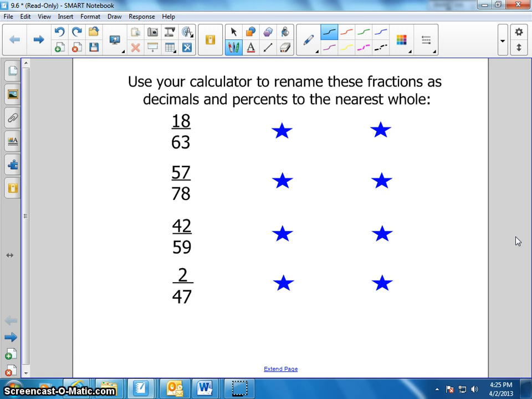Take a look at these fractions and using a calculator, try and turn them into both a decimal and a percent. Go ahead and pause your video now and do these. Okay, so let's see how you did.